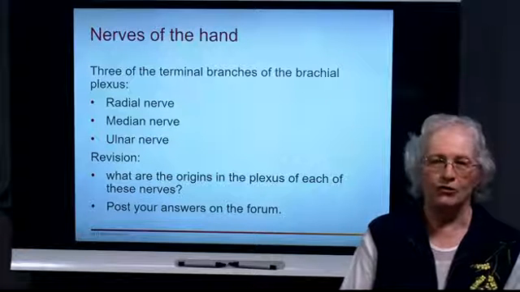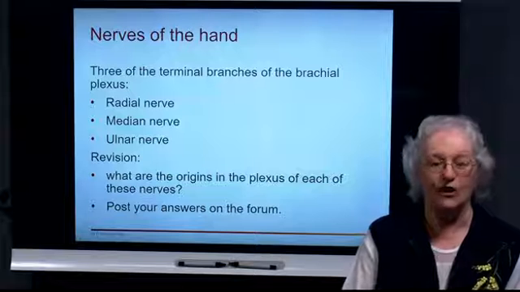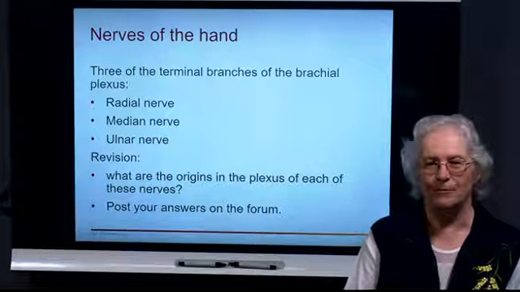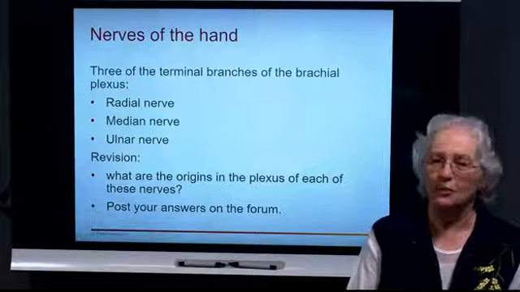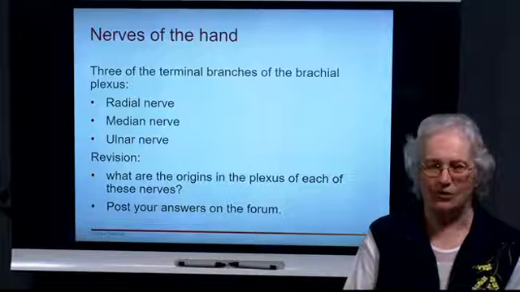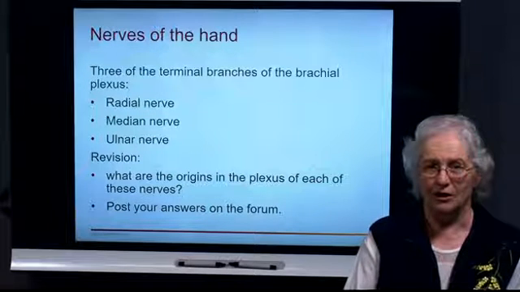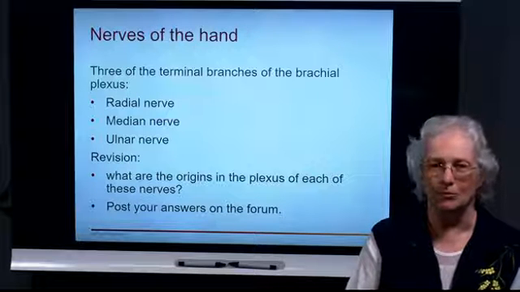You've already met these nerves because they are three of the terminal branches of the brachial plexus. So we have the radial nerve, the median nerve and the ulnar nerve. Now, as a first question to post on the forums, what I want you to think about is the origin of these nerves and their origin in the plexus. So think of the idea of divisions within the plexus. Can you think about that, revise those ideas and post them on the forums?